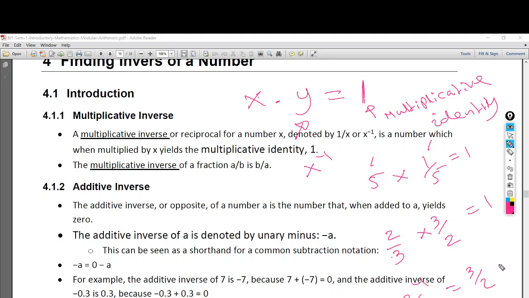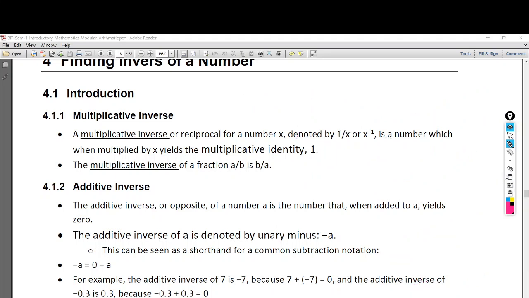3 upon 2. So likewise the concept called inverse is there even for fractions as well, right? So now I hope you get what is meant by multiplicative inverse. The second type of inverse is called additive inverse. Additive inverse is again the same definition I am going to use.